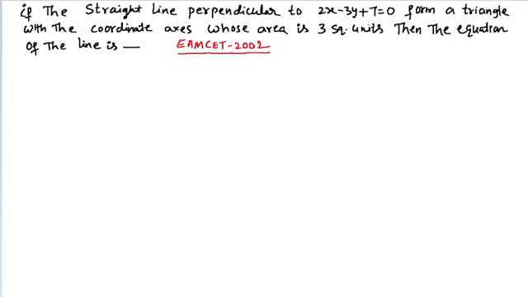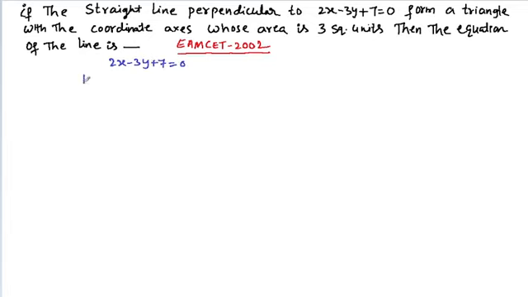A right line perpendicular to 2x minus 3y plus 7 is equal to 0 forms a triangle with the coordinate axes whose area is 3 square units. Then the equation of the straight line is dash. This is an Eamcet 2002 question. Here the given line is 2x minus 3y plus 7 is equal to 0.